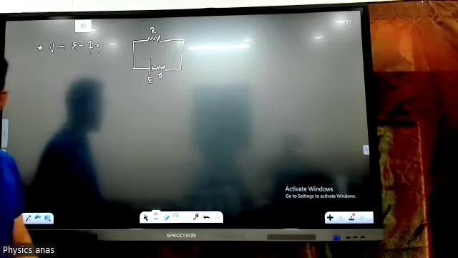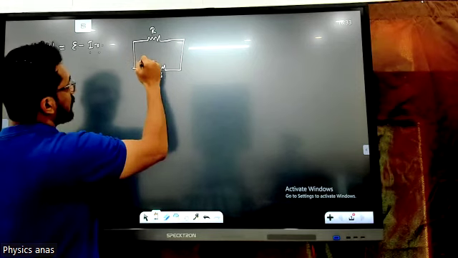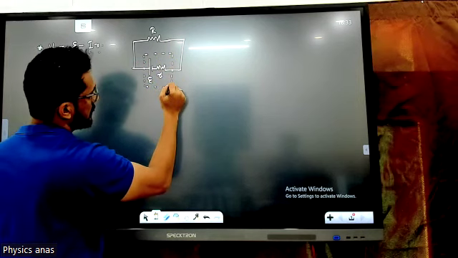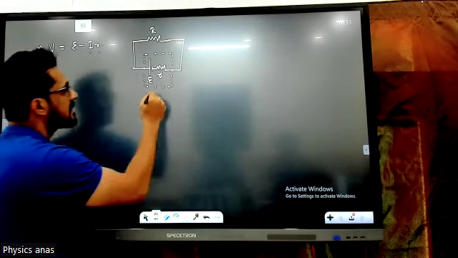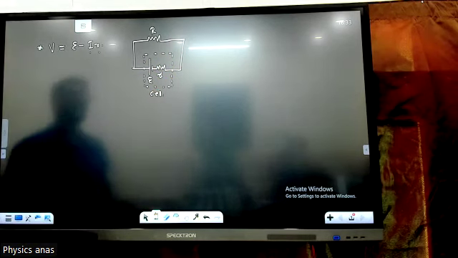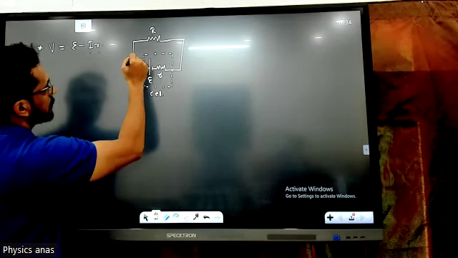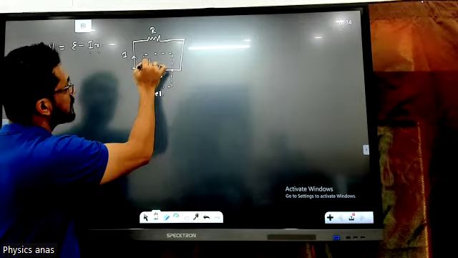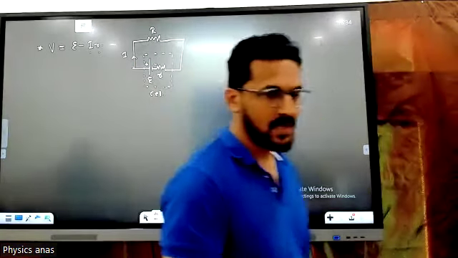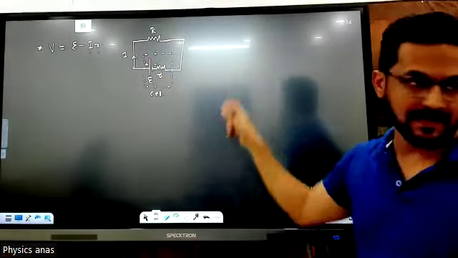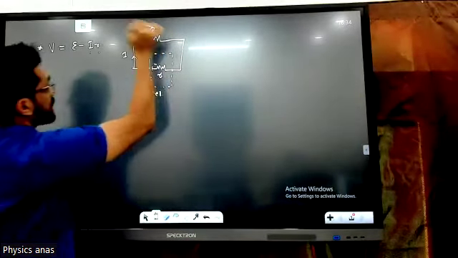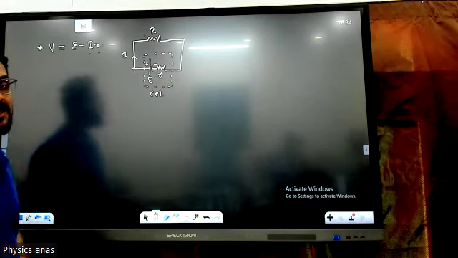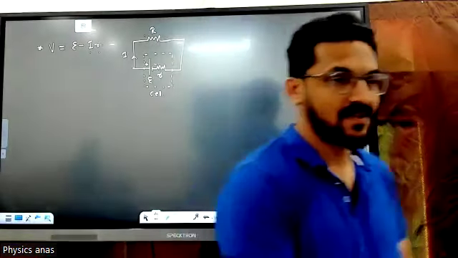Now this is our circuit, and this is the representation of a cell. Current will be passing through this circuit like this. This is the positive terminal and this is the negative terminal. Current is passing through this external resistance, and this is the internal resistance of the cell.